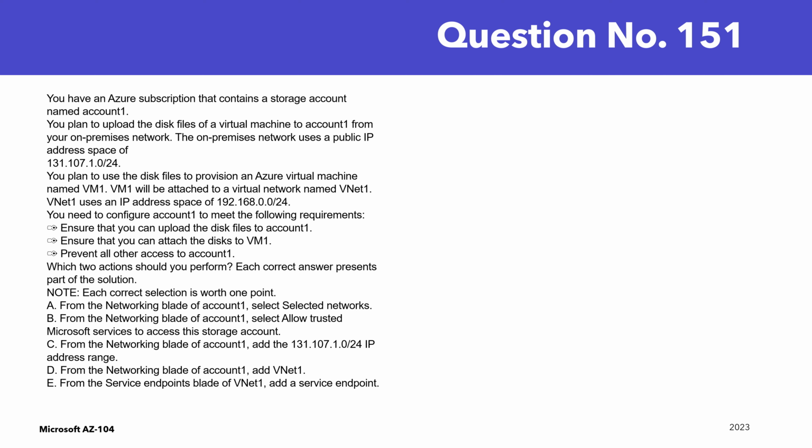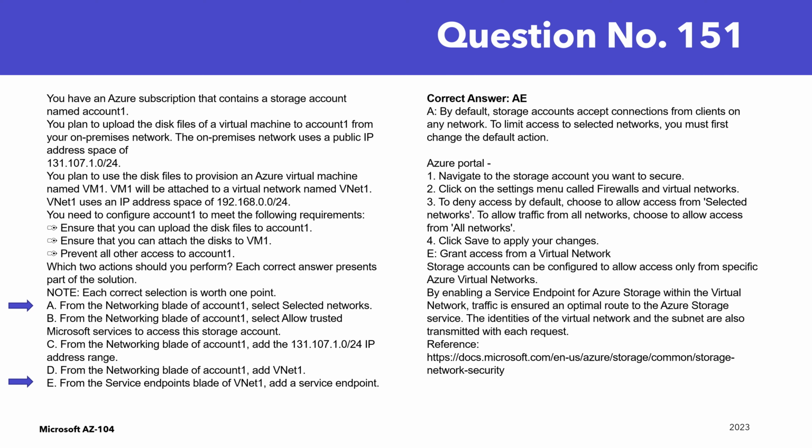A. From the networking blade of Account 1, select Selected Networks. B. From the networking blade of Account 1, select Allow Trusted Microsoft Services to access this storage account. C. From the networking blade of Account 1, add the 131.107.1.0/24 IP address range. D. From the networking blade of Account 1, add VNet1. E. From the service endpoints blade of VNet1, add a service endpoint. Correct answer: A and E.